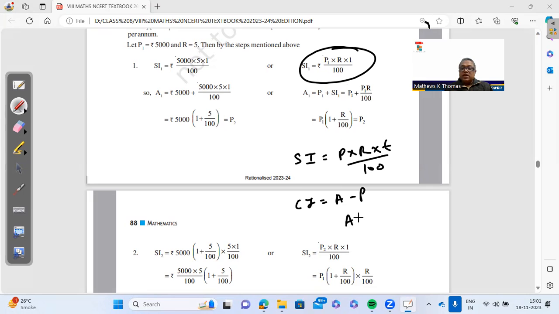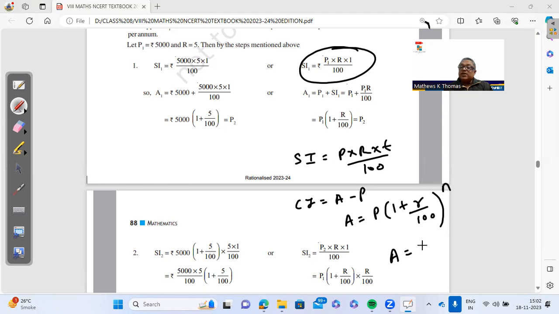And how do you find A? A is the amount, found by using the formula P(1 plus R by 100) to the power n, where P is the principal. The money that you're depositing in the bank is the principal. R is the rate and n is the number of times he is getting the interest, right? So A is P(1 plus R by 100) to the power n. And the only thing that you have to remember is that sometimes when there is a depreciation, then instead of 1 plus R by 100, so population increases, bacteria increases, money increases when you put it in the bank.